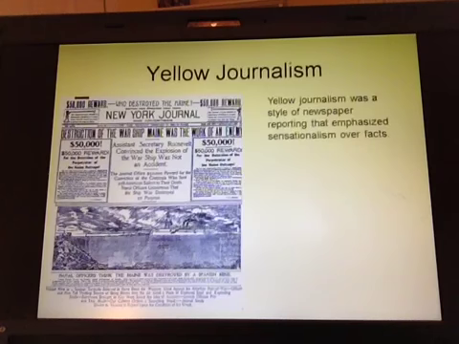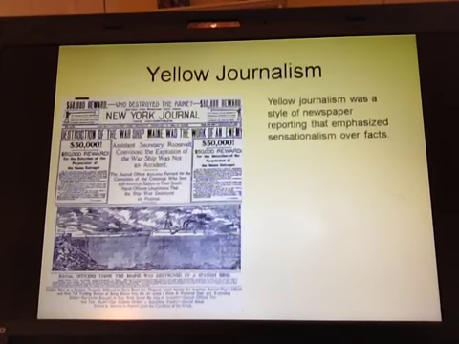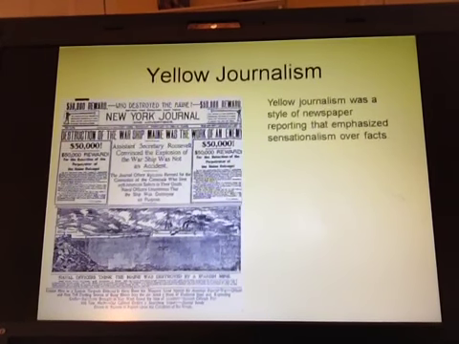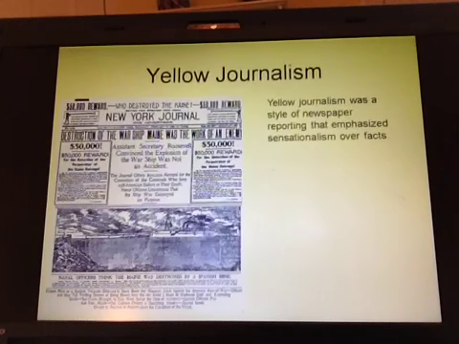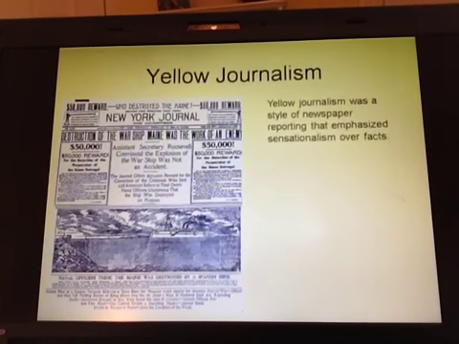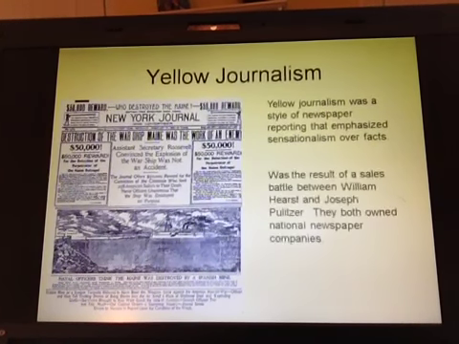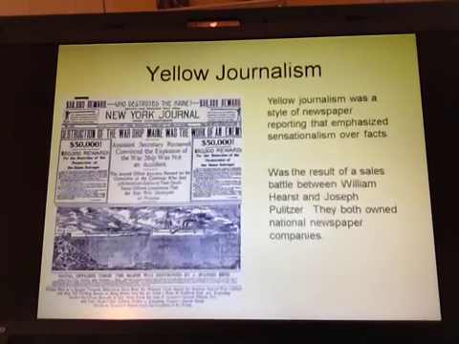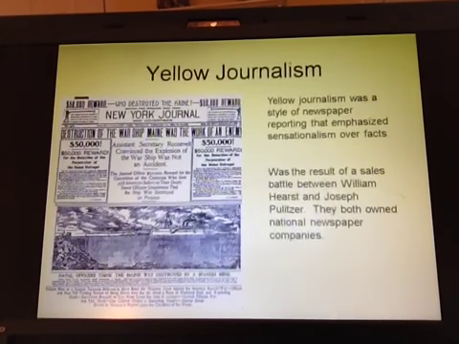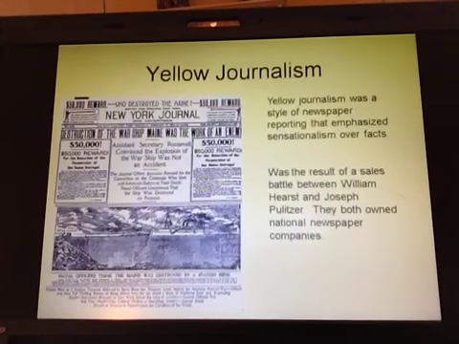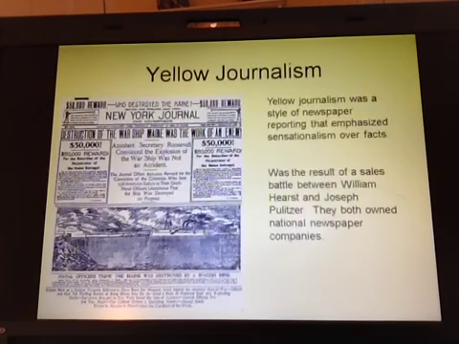sensationalism, or outrageous, exaggerated news stories, seemed to sell better than just factual, boring accounts of what was going on. And this becomes known as yellow journalism. It was the result of this sales battle between William Hearst and Joseph Pulitzer, and they both owned these national newspaper companies and were at odds trying to sell more papers than the other.